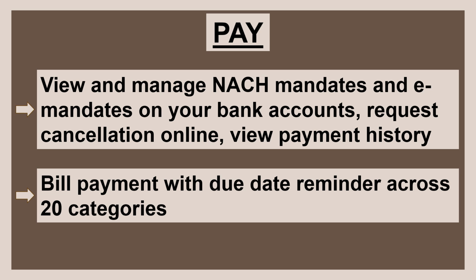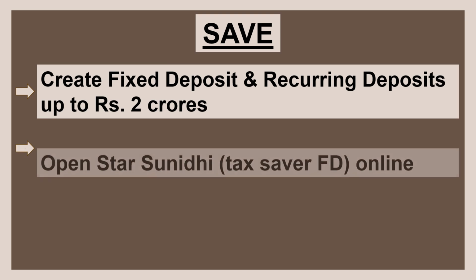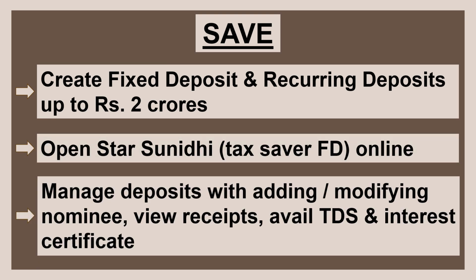Bill payment with due date reminder across 20 categories. Save. Create fixed deposit and recurring deposits up to rupees 2 crores. Open Star Suniti account. Tax saver FD online. Manage deposits with adding or modifying nominee. View receipts. Avail TDS and interest certificate.